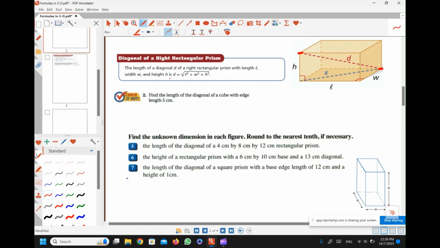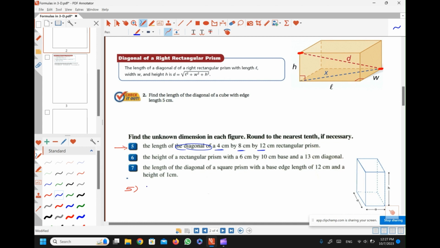You'll face two types of questions here. You will be either given all dimensions and asked about the diagonal, or you will be given only two of the dimensions along with the diagonal. The one dimension will be missing. So let's try both. The first question we're gonna look at is exercise 5 in your book. It's asking about the diagonal. We are given the dimensions as 4, 8, and 12. And it says find the unknown dimension in each figure rounded to the nearest tenth.